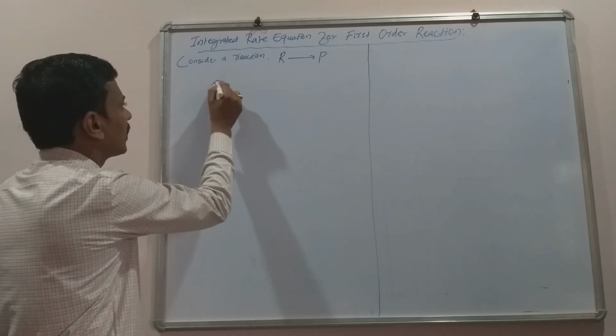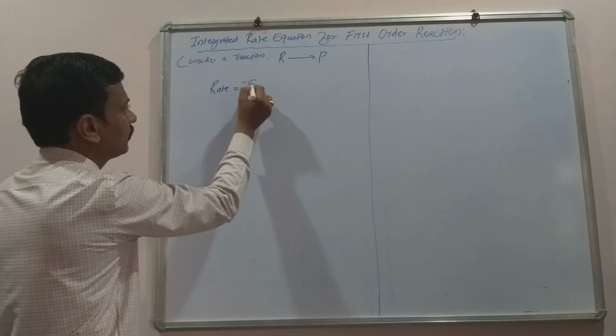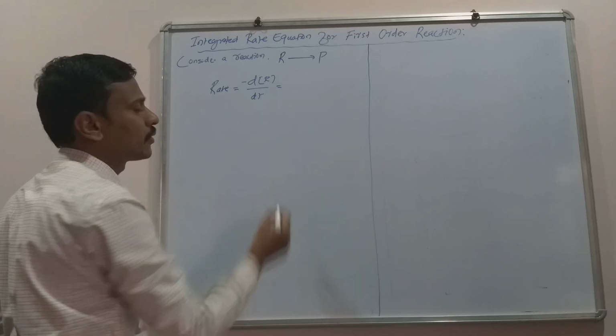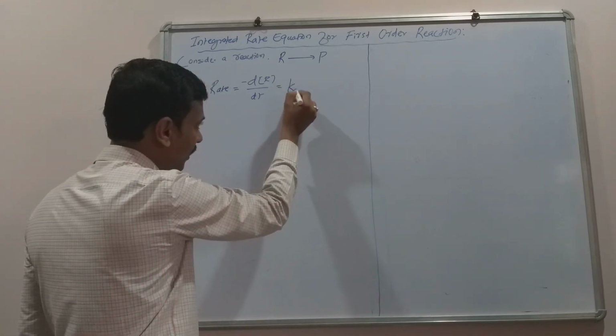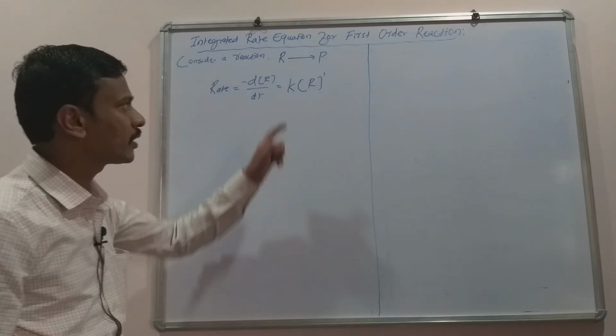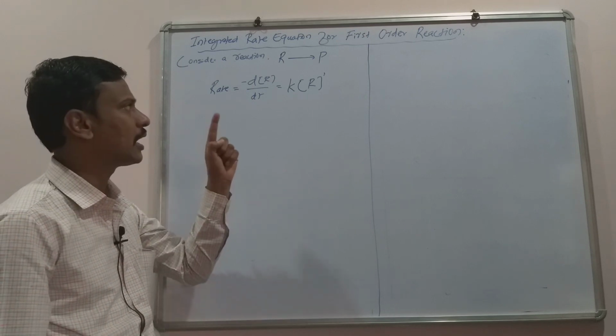Now we can write the rate equation for this reaction. Rate is equal to, as you know, the decrease in the concentration of the reactant with respect to time, is equal to k into R raised to 1. Why is it R raised to 1? Because it is a first order reaction. Consider a general first order reaction, R gives the product P.